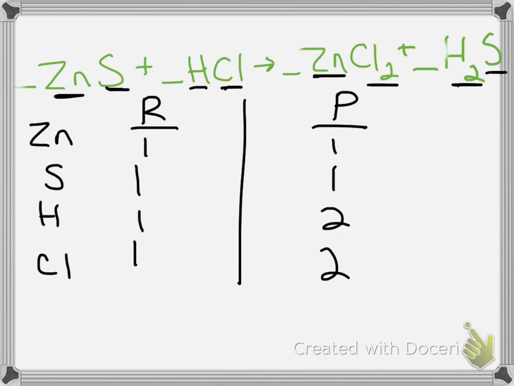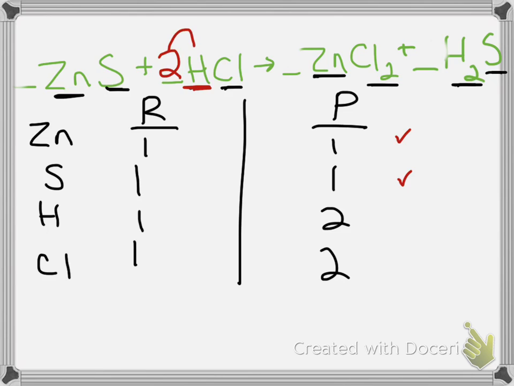So first off, what is already balanced? Well, the zinc, there's only 1 zinc reactant and 1 zinc product, so that's already balanced. And there's 1 sulfur on each side. However, we have 2 hydrogens on the product side and only 1 on the reactant side. So we need 2 hydrogens here, so I'm going to put a 2 as the coefficient.